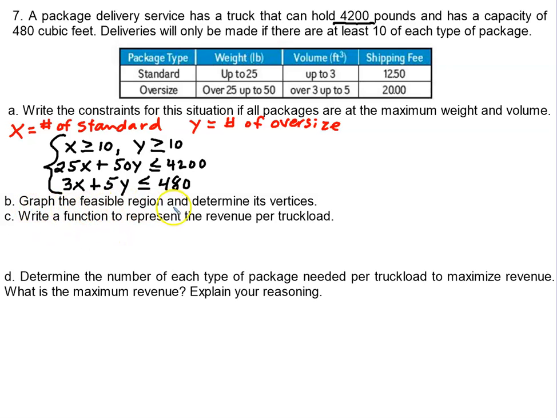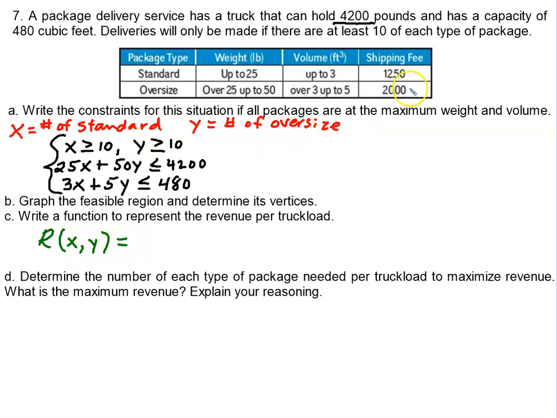Okay, so we're going to do letter B on the next slide. I've got a graph ready to go, but we're just going to get our information ready first. So letter B we'll take care of in just a minute. Now letter C says write a function to represent the revenue per truckload. All right, so revenue, that's money. So let's go to green for revenue. So it's a revenue function, so I'm going to use the letter R for revenue. And we're going to be inputting variables for X and Y, which represent number of each types of package.